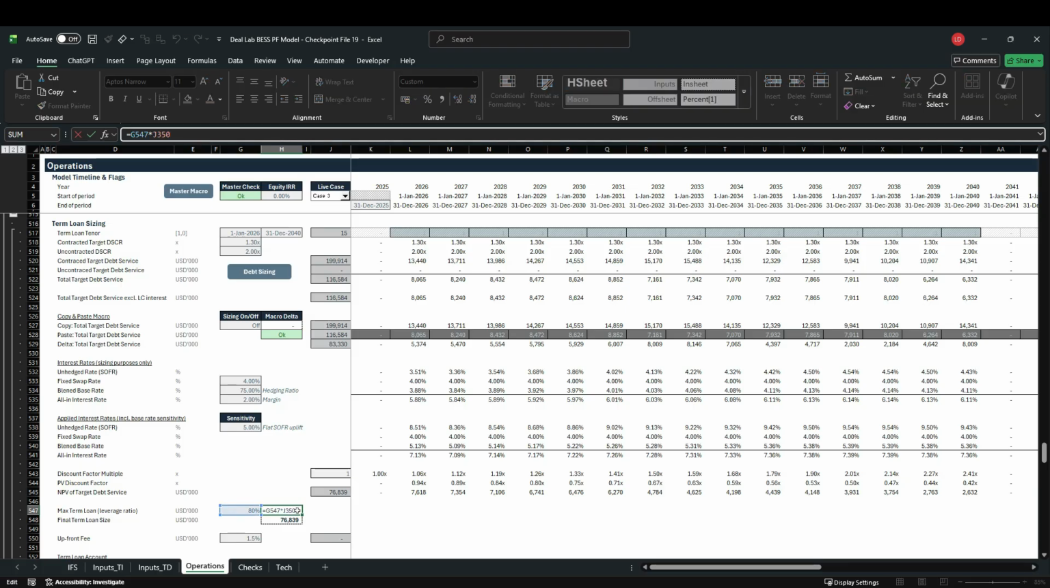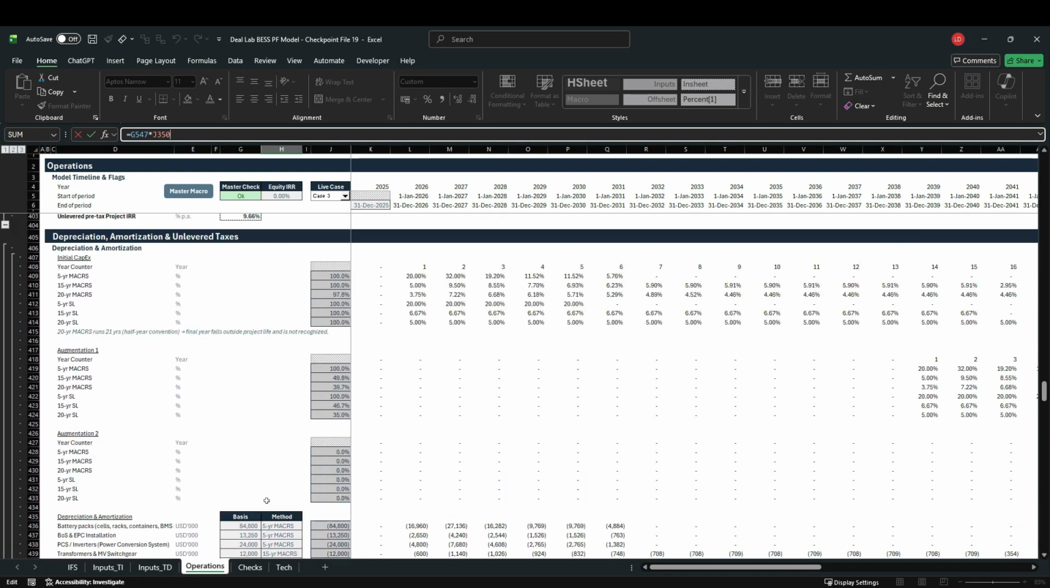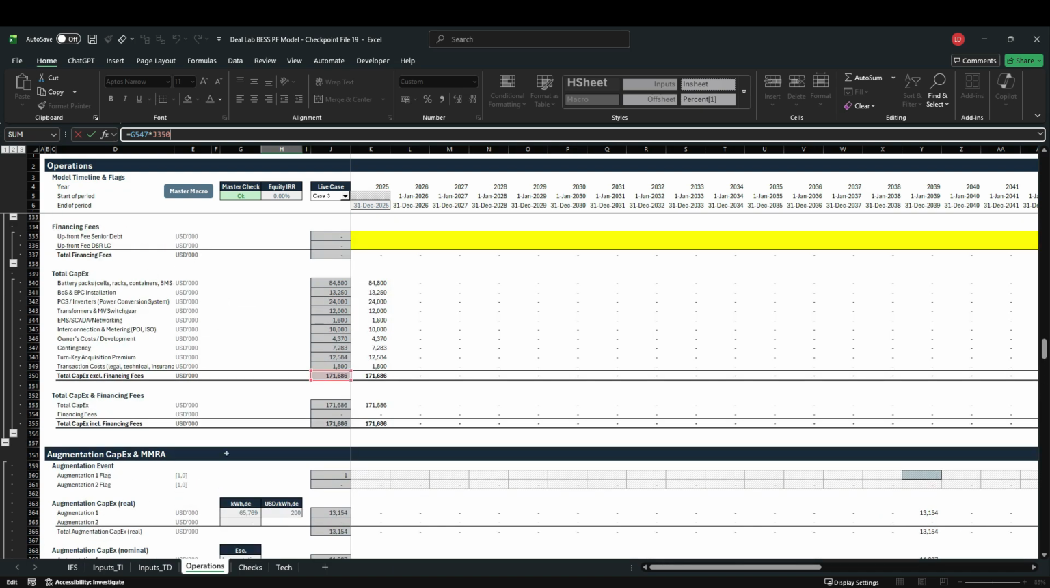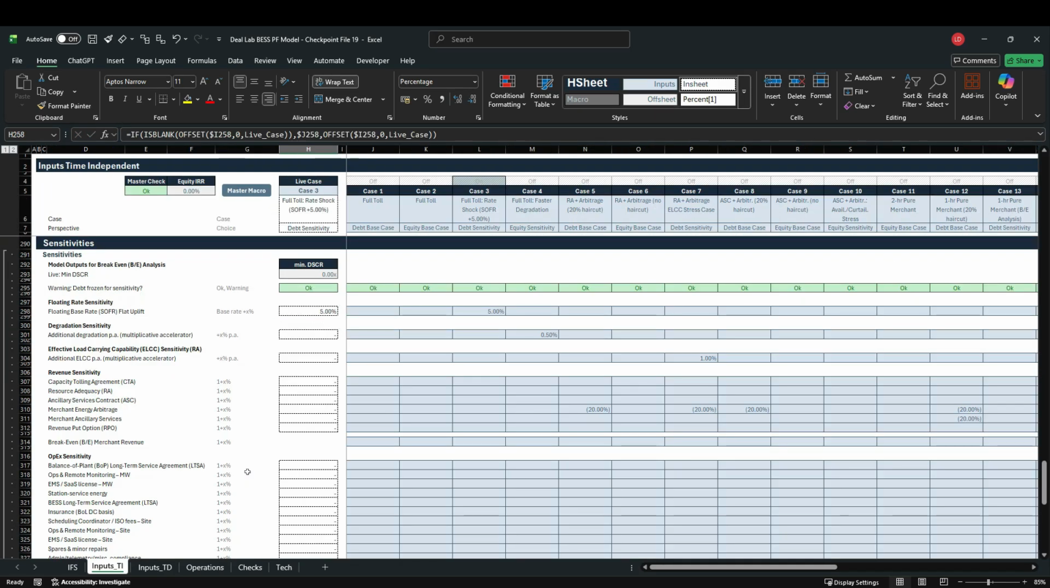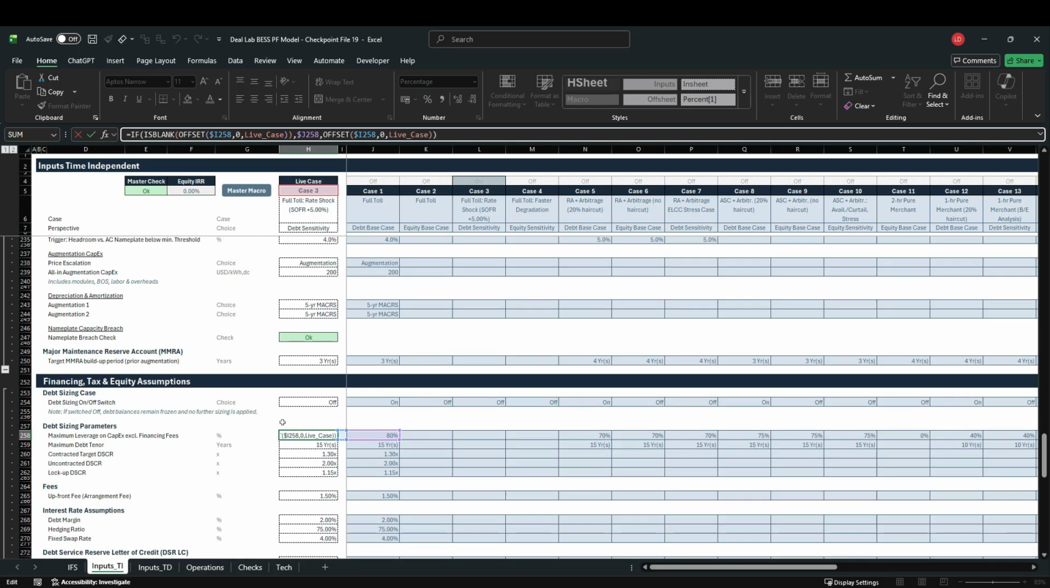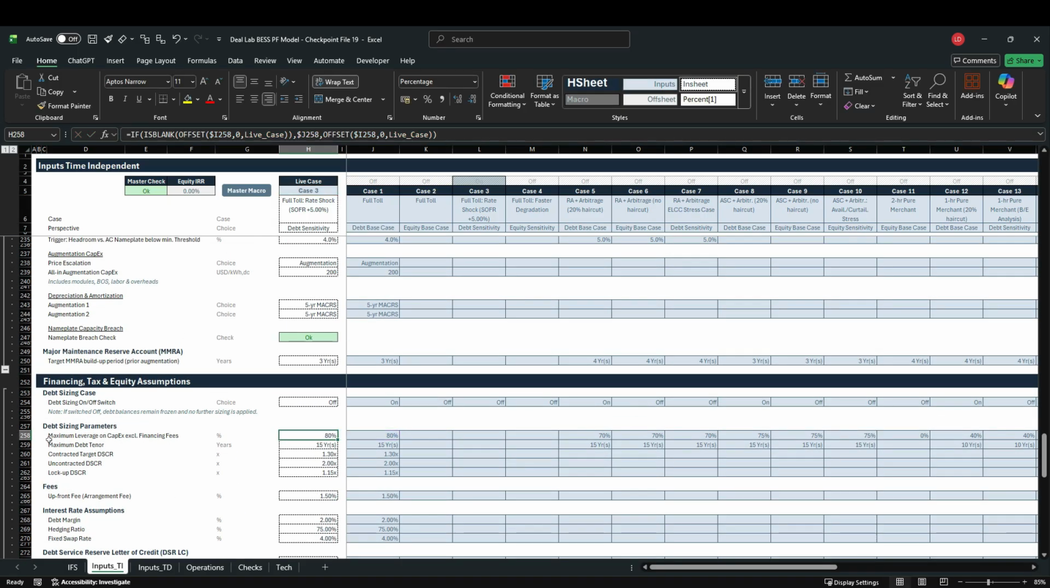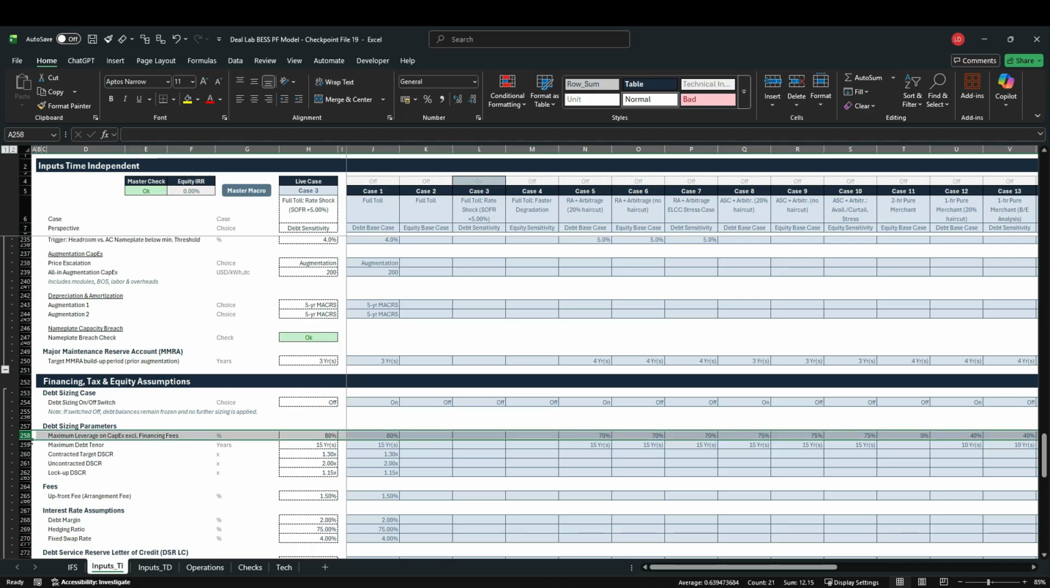And that is equal to 80% times our total capex excluding financing fees. So in our information memorandum, we are also given, for different cases, different maximum leverage assumptions, which is case dependent. And the more contracted cash flows we have, the more debt lenders might be willing to provide on a leverage ratio basis. And here in case 3, for instance, we have 80%.